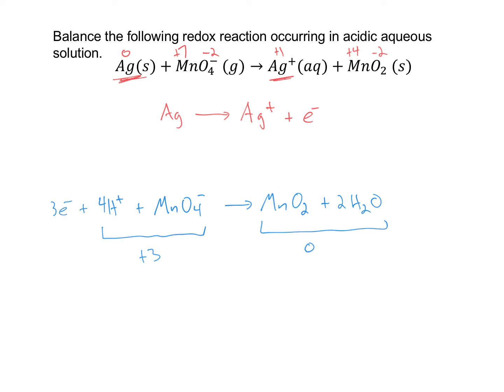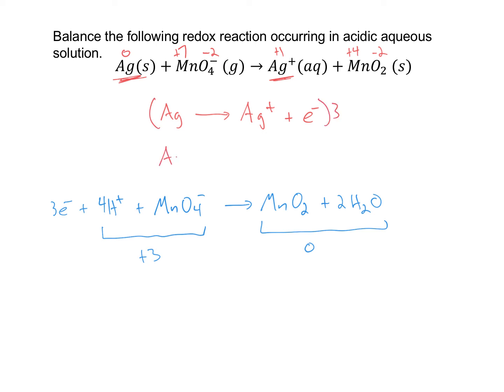All right. Now, each half reaction is balanced, but before I add them back together, I need to be sure that when I add them back together, the electrons will cancel. Since I have 3 electrons on the reactant side here, and only 1 electron on the product side here, I need to multiply that whole first half reaction by 3.